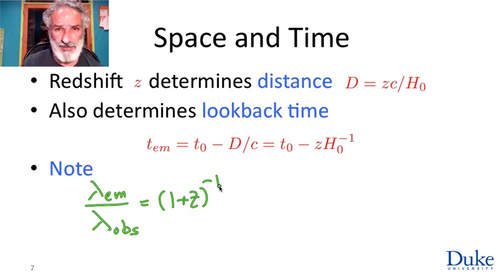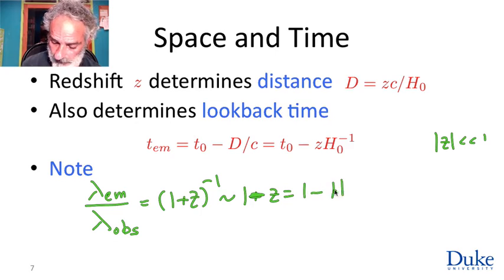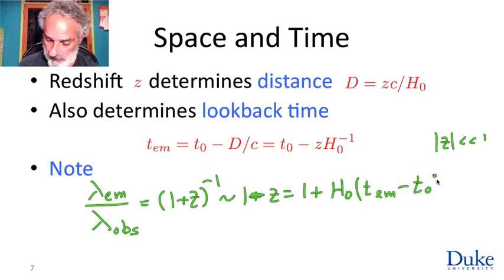Now, I'm going to assume that I'm in the reasonably small redshift neighborhood of non-relativistic motion, so that this expression is correct, first of all, and second of all, that because z is much less than 1, I can use Newton's approximation to approximate 1 plus z to the minus 1 as 1 minus z. Okay, and then from here I have an expression for minus z, which is plus H0 times t emission minus t0.